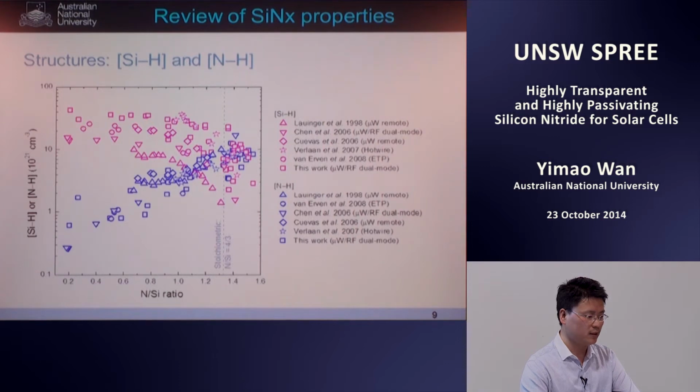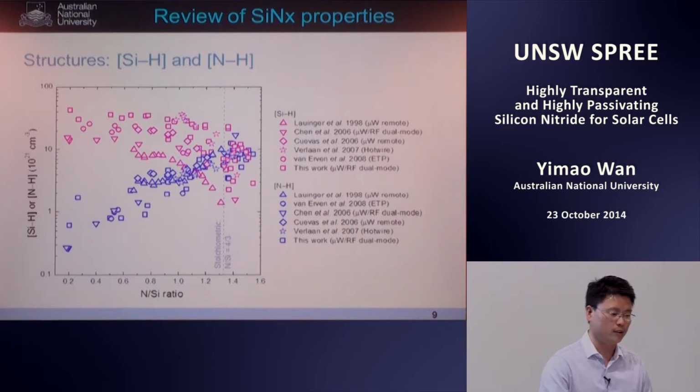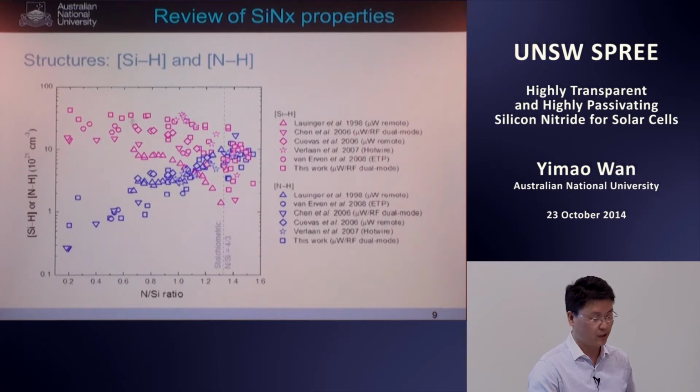But when we look at the silicon-hydrogen or nitrogen-hydrogen, we can also see a general or universal correlation to the atomic ratio, which shows the silicon-hydrogen decreases and the nitrogen-hydrogen increases as the nitrogen to silicon atomic ratio increases. And this is within expectation, as there are more silicon-hydrogen bonds when there are more silicon atoms. And this behavior is consistent with the universal chain with silicon nitrogen we presented just now.